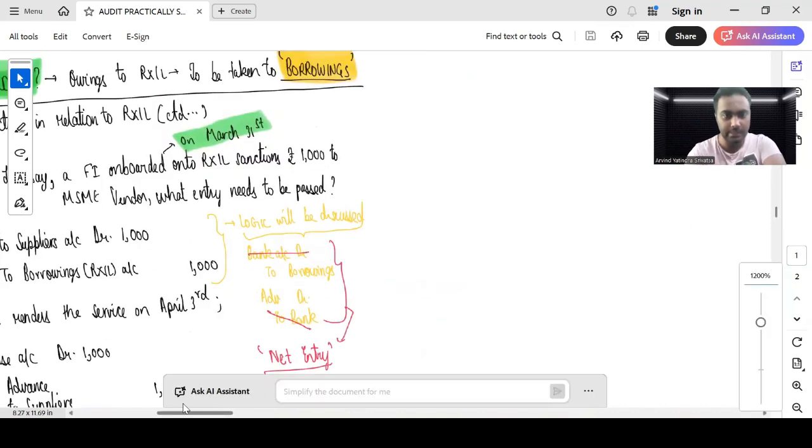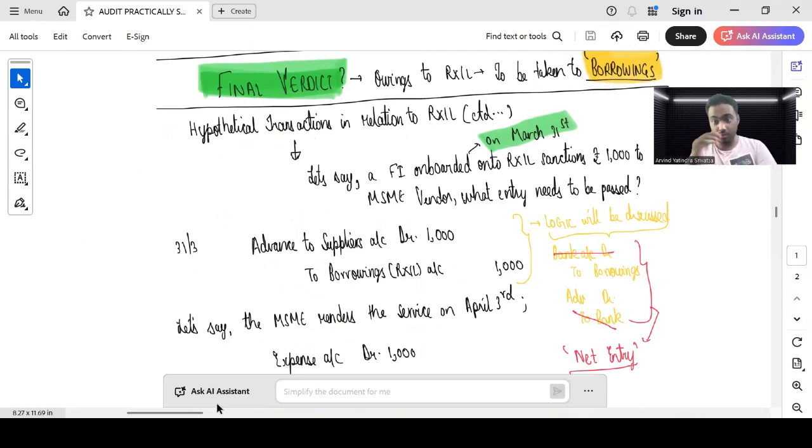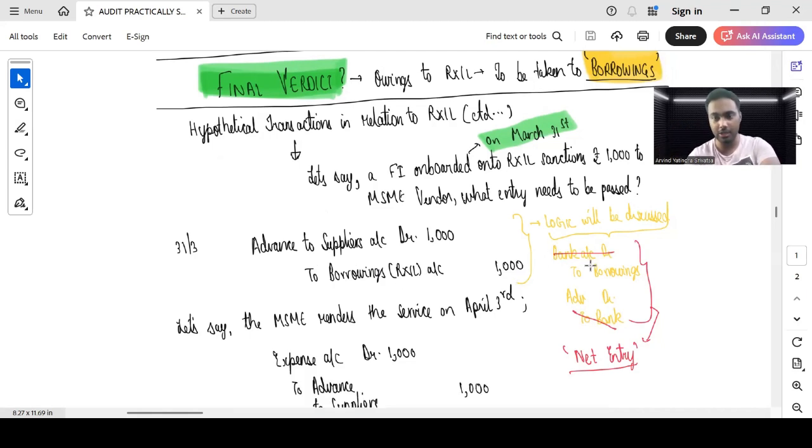Yeah. So basically, how do I decode this logic? Let's say you have taken a borrowing from RXL and using the funds of that borrowing, you're giving an advance to your MSME supplier. So what would the entry be in such a scenario? Bank account debit to borrowings. Then when you're giving an advance to your MSME supplier, you would pass the entry advance debit to bank. So many of you might say, why can't we knock off an asset and liability? Guys, please understand that the borrowings is towards RXL and the advance is to your MSME supplier, and both of these are different parties. So you cannot knock them off.